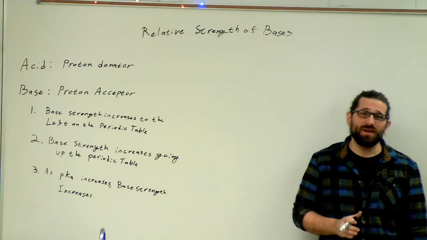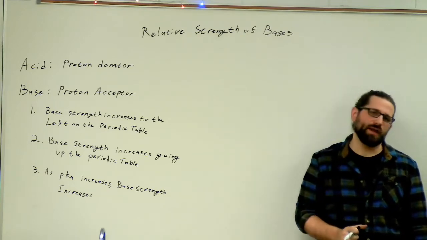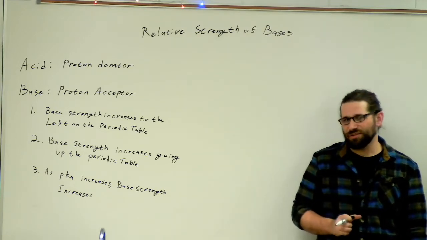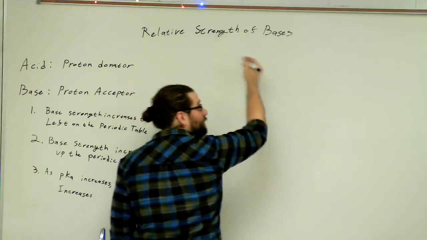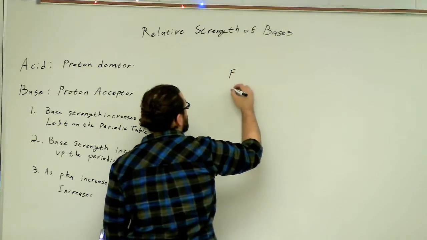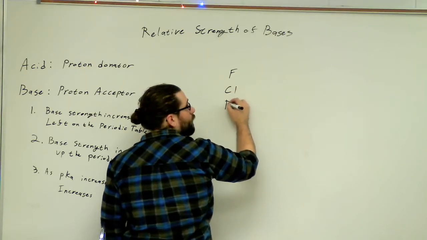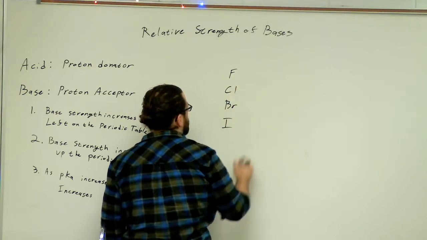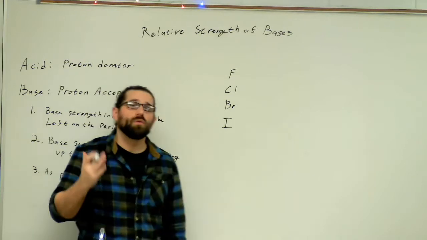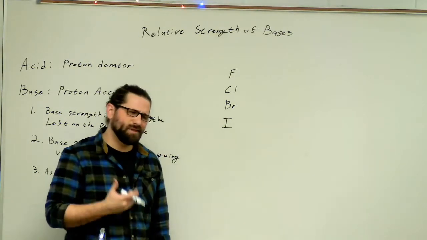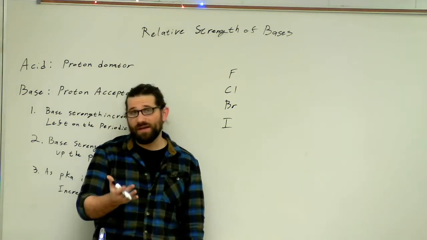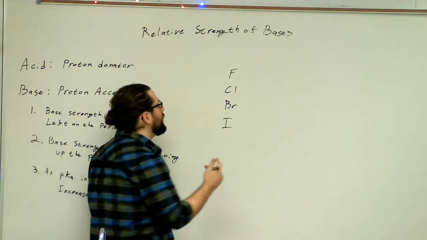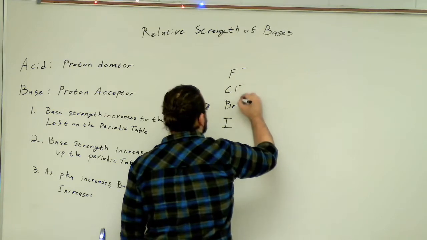So our next trend is going up and down the periodic table. Let's use the halogens for our example here, because we're going to have the most halogens in the nonmetals in this case. So we've got fluorine, chlorine, bromine, and iodine. Now, when I'm looking at these in solutions, I'm often not going to have these pure elements. I'm going to have the anion version. So let's go ahead and give each of these that minus charge.